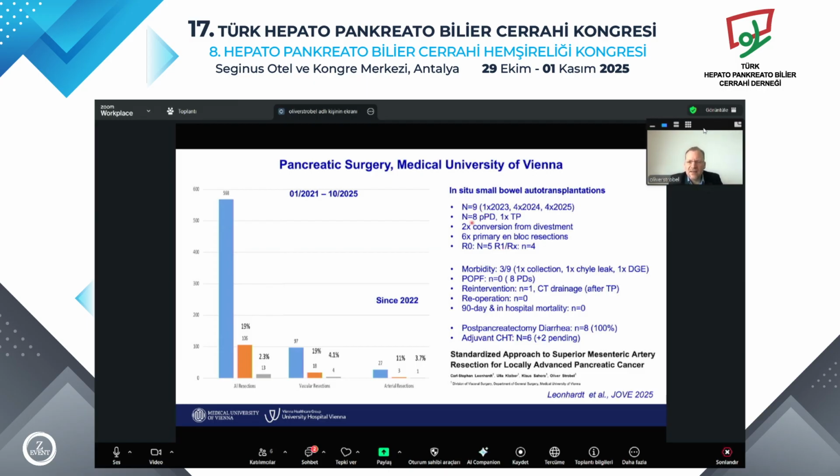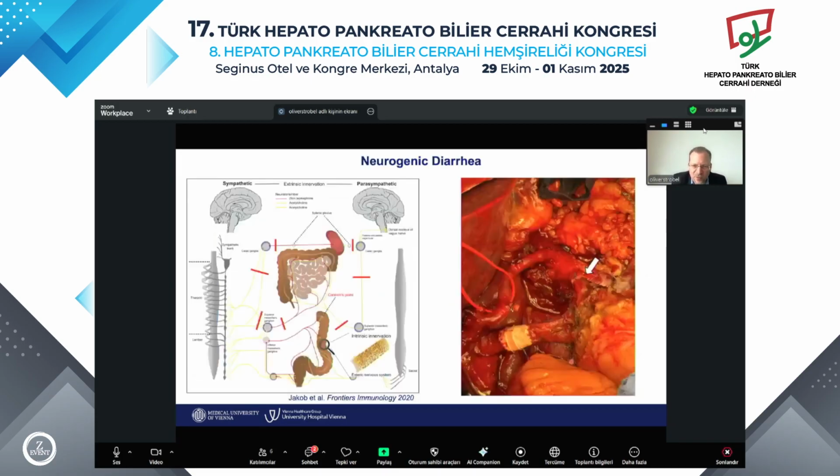But in this, I did 2 conversions from divestment. Now I skip divestment and do primary en bloc resections. We have no mortality, no pancreatic fistula in 8 pancreatoduodenectomies. This is mostly hard pancreas, and we just published a standardized approach to it. And this will come with a movie if you want to look at it, but it's not yet cut, the movie. What is the disadvantage?